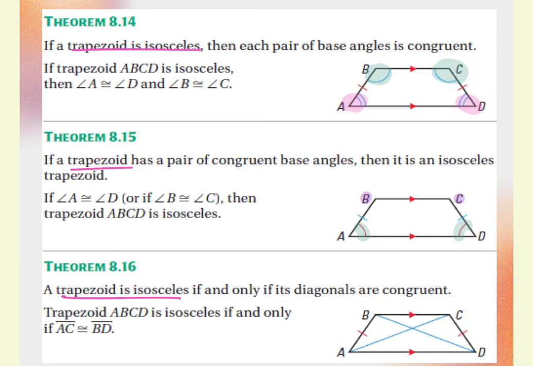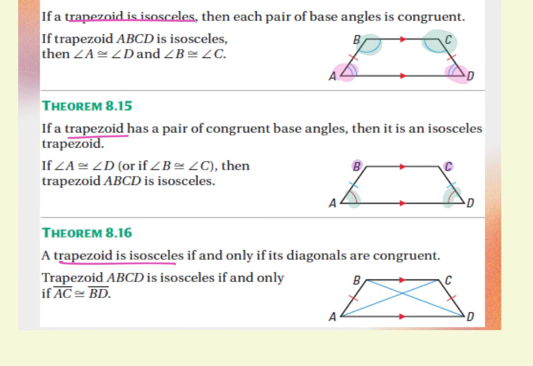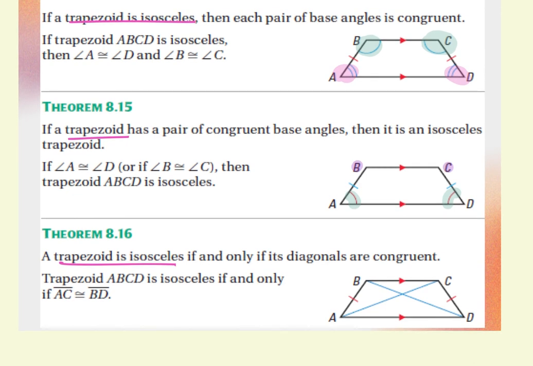So like a rectangle and a square, trapezoids that are isosceles have congruent diagonals. They are not bisected, because it's not a parallelogram, but they are congruent. So the whole diagonal is congruent to the other one.